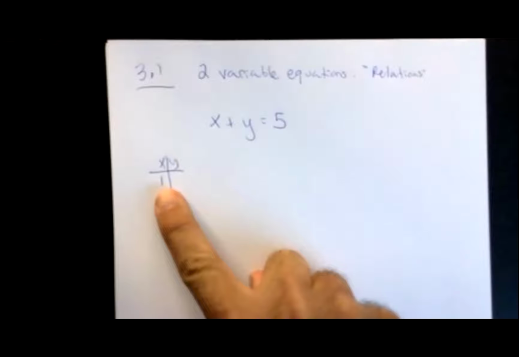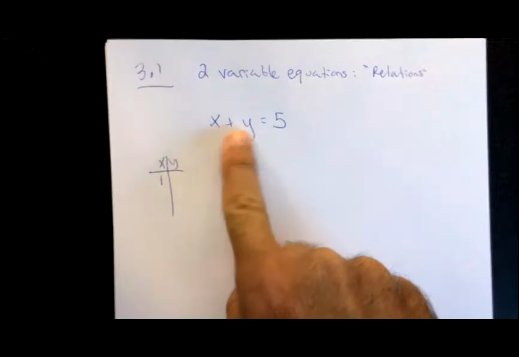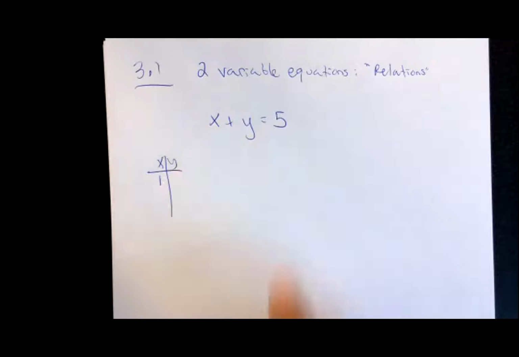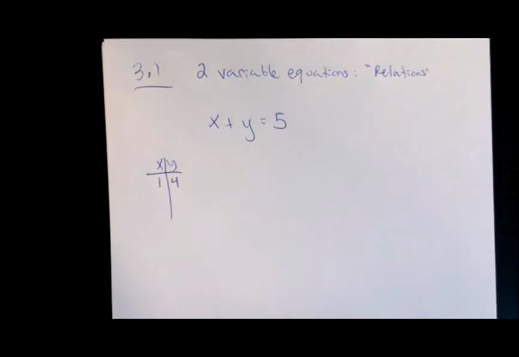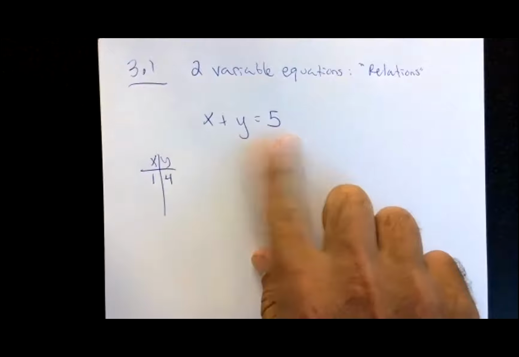So if my X has a value of 1, so if I plug 1 in for X, then Y would have to be 4 for this to work out, because 1 plus 4 is 5. So if X is 1, then Y has to be 4. They are related to each other. So again, that's what makes this a true statement.